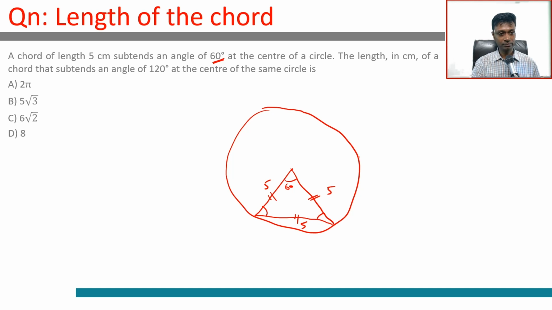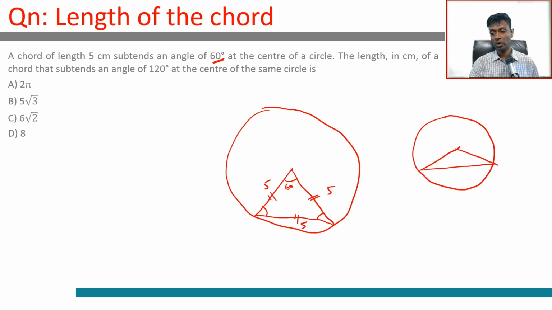Now angle of 120 at the center, the length in centimeters of a chord that subtends an angle of 120 at the center. This is very simple. This is trigonometry 101. This is 120. This is 5. So this angle is 120. This should be 60. This should be 60. This is 60. We know how to find this. How do you find that? This is 30.